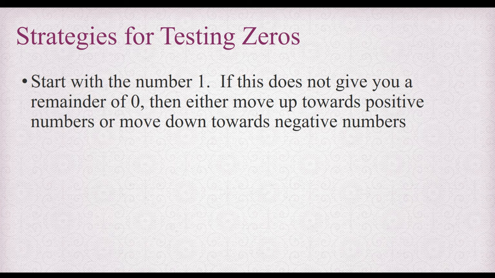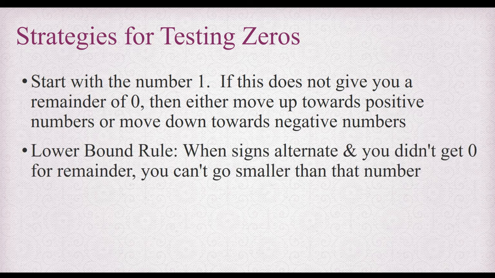I would always start with the number 1. Okay, if that 1 doesn't give us a remainder of 0, we're either going to move up towards positive numbers and test those, or we're going to move down towards negatives. But I'm not really going to jump around positive, negative, positive, negative. I want to either stick with positive numbers or stick with negative numbers. So there's going to be a rule for us to determine if we should go positive or go negative. So we have something called the lower bound rule.